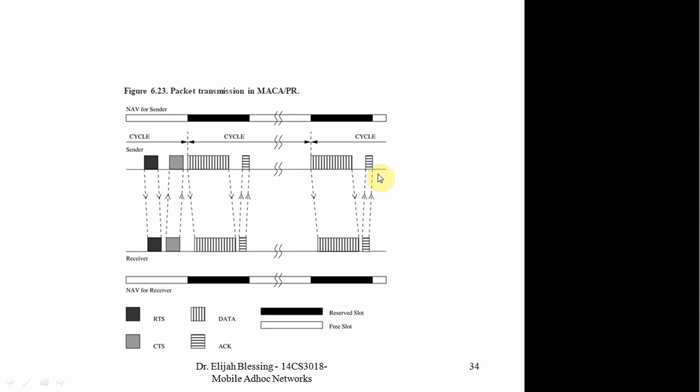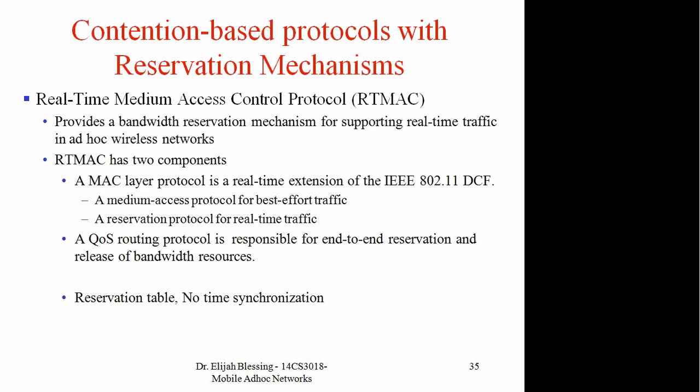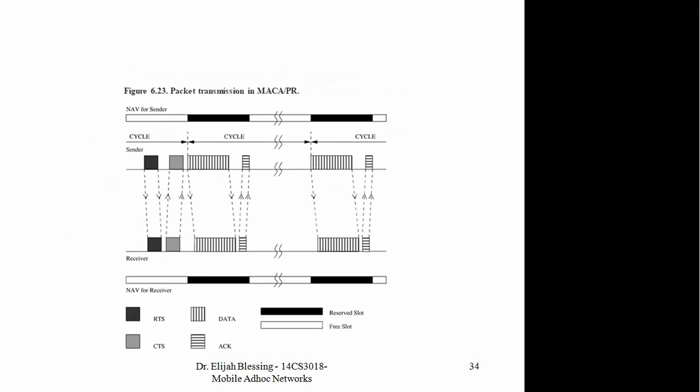Now the question is, how will each node know that this is how the reservation has been done? Do you get it? This is one particular sender and one particular receiver. Now how do the others know that I am blocking this particular cycle? Otherwise, what is going to happen is, at this point of time, somebody is going to send an RTS and then you are going to have a collision. Are you getting what I'm saying? Did you or no?